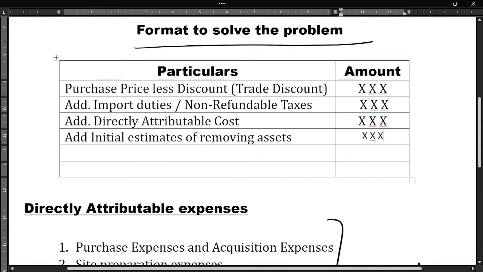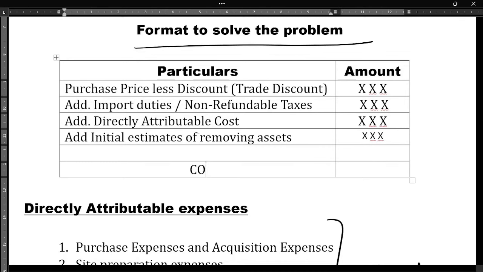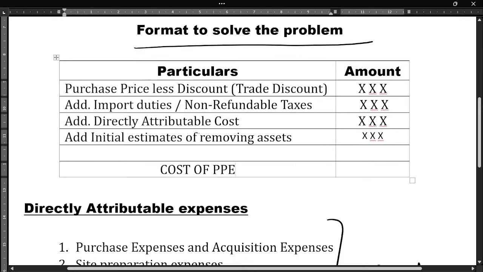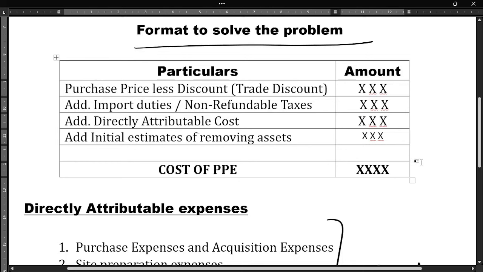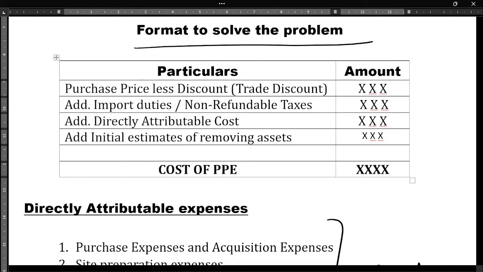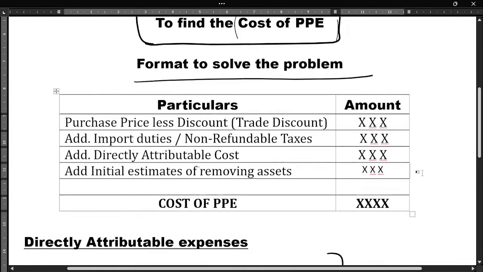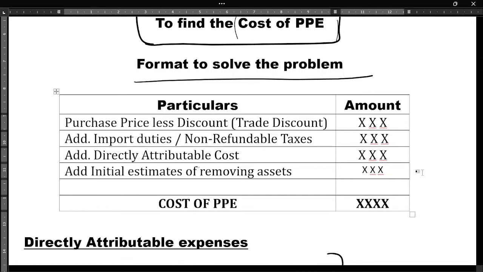If you do all these things, then you will get the cost of PPE. That is what we add over here. Whatever problems we solve, we will be solving to find out the cost of PPE. Clear with it? So please take a screenshot of this format, because whatever problems I'll be solving from now on will be based on this particular format.